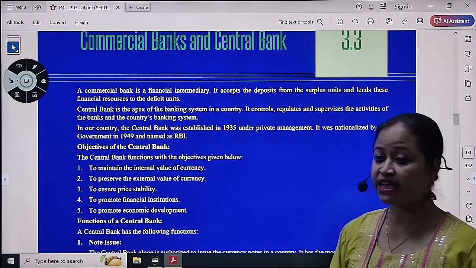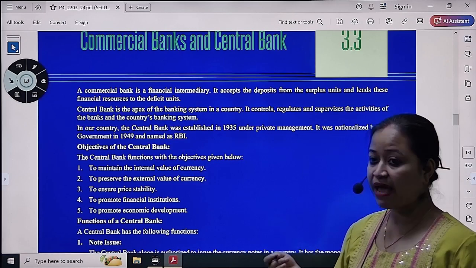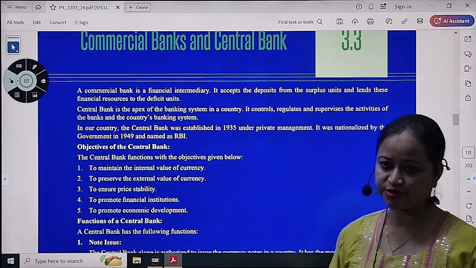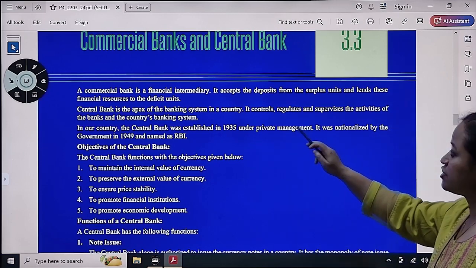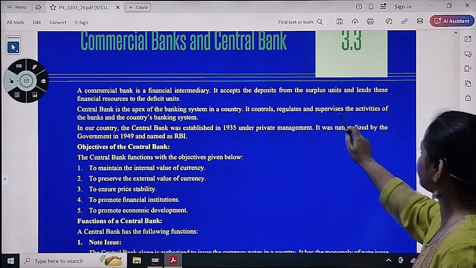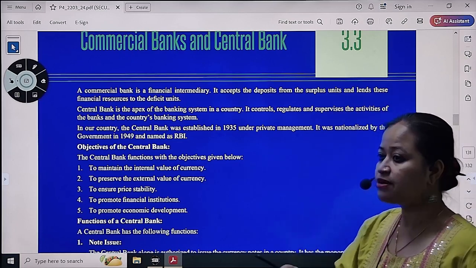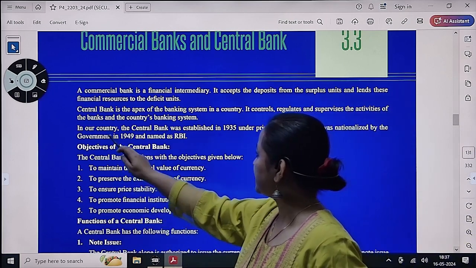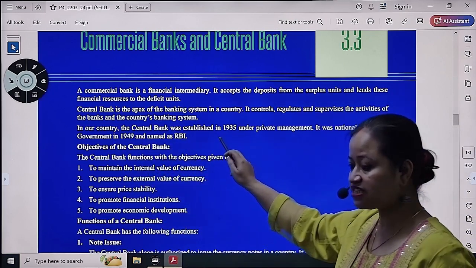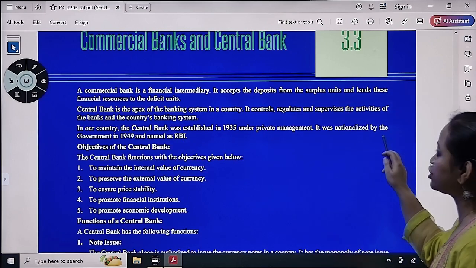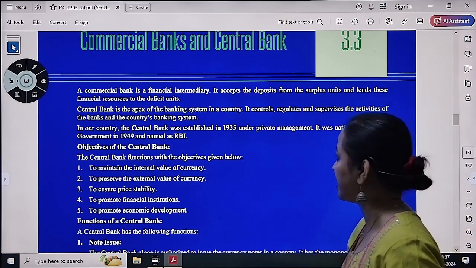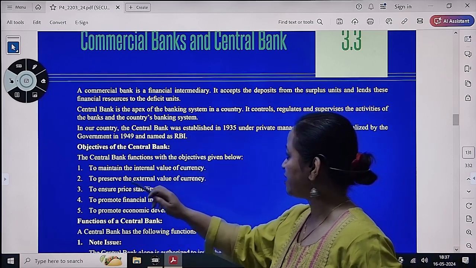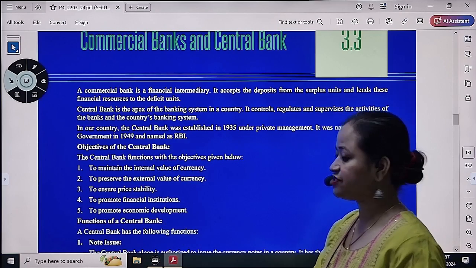So which bank is the apex level bank in our country? So that way options will be given. So that will be your RBI or central bank. You have to choose. So central bank controls, regulates and supervises the activities of all the banks of our country, the banking system of our country. So in our country, the central bank was established in 1935 and it was nationalized by the government in 1949 and renamed as RBI. Fine? Renamed as RBI.